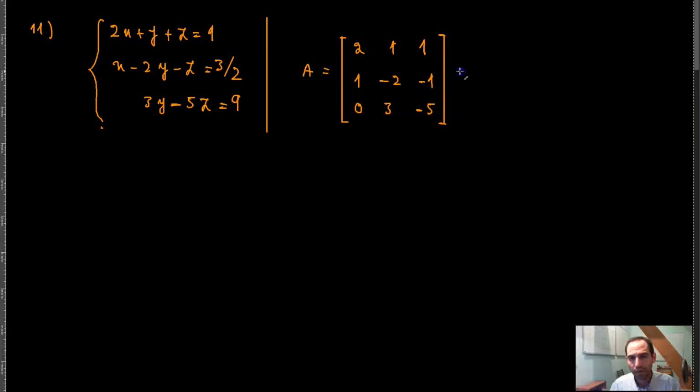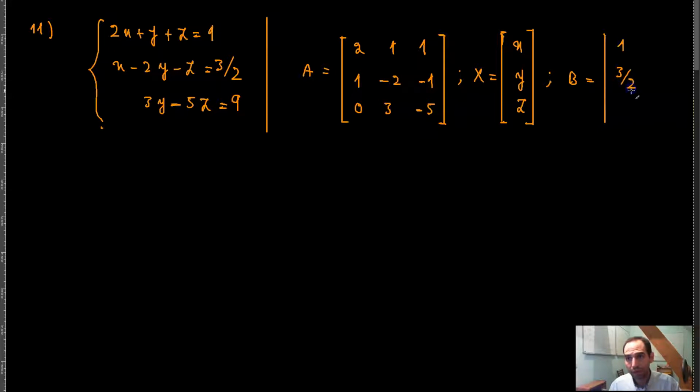And then you can also create the matrix X as X, Y, and Z. So you have 2, 1, 1, 1, -2, -1, and 0, 3, -5. And your matrix B would be 1, 3 halves, and 9.